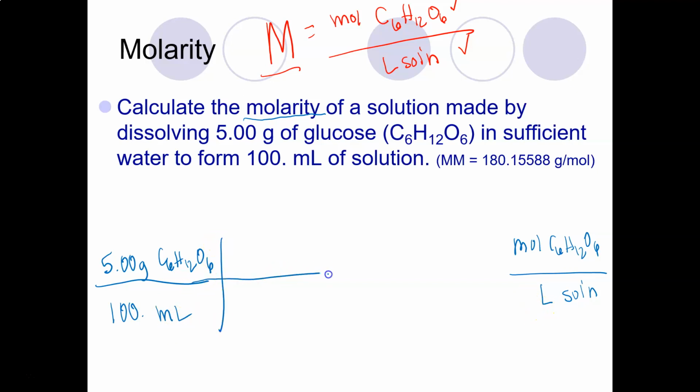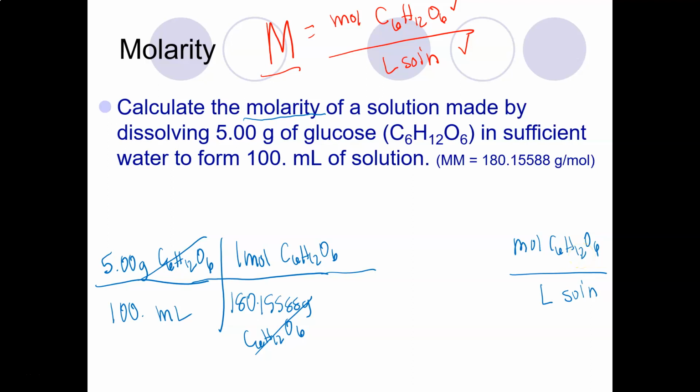So I'm just going to slowly work my way through this. I'm going to choose one unit and start there. I'm going to start with the grams. Okay, so I'm going to try to convert grams into moles. 180.15588 grams of C6H12O6 in 1 mole of C6H12O6. So my unit on the top is moles of glucose, which is perfect.